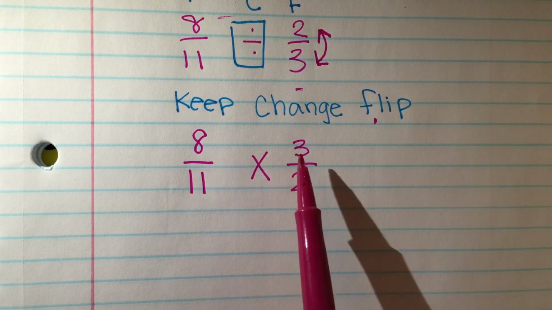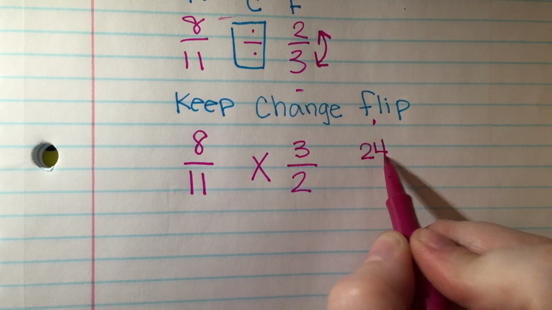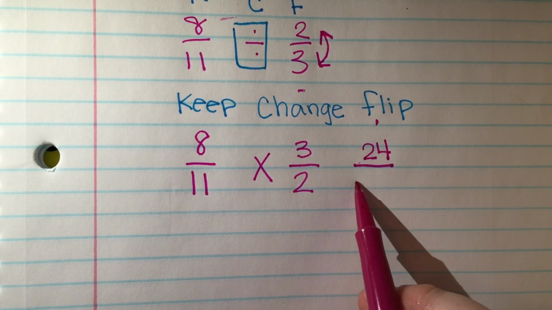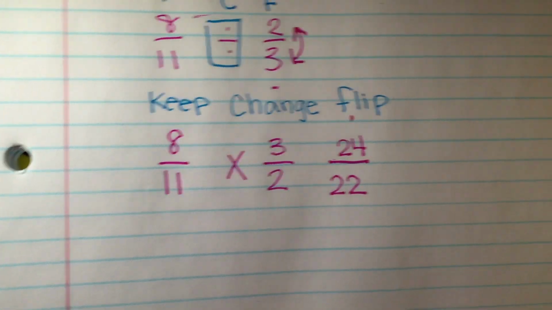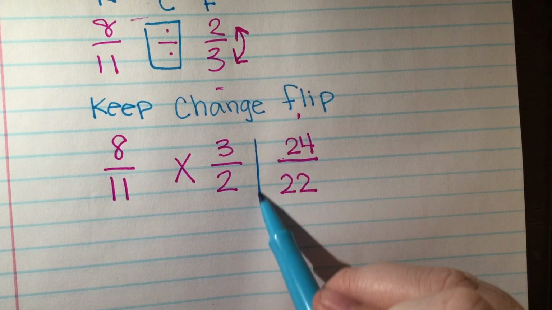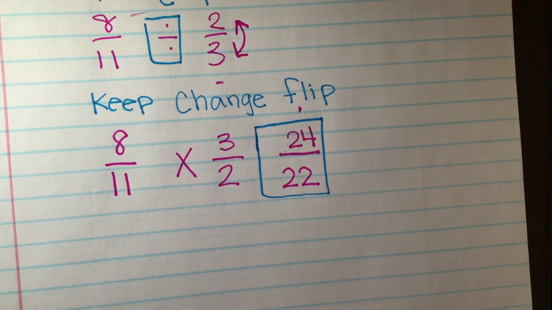We have 8 times 3 is 24, and 11 times 2 is 22. Now we can reduce this. This can be your final answer depending on where you are, but this is a non-reduced fraction. And now let's continue to reduce.